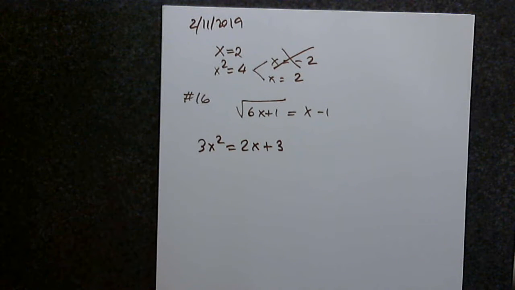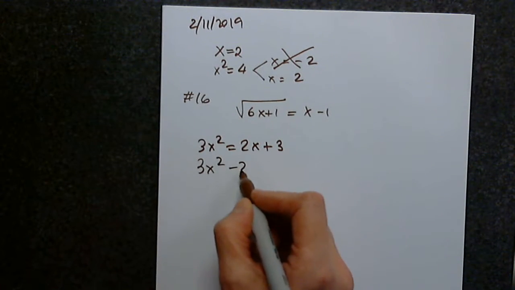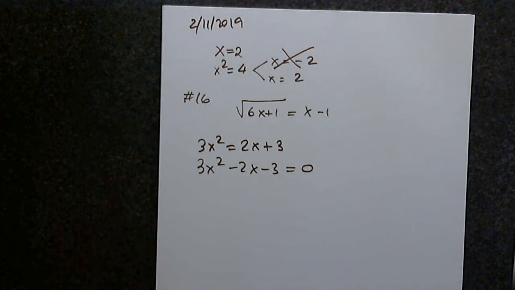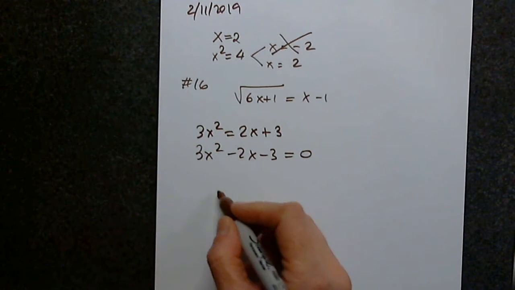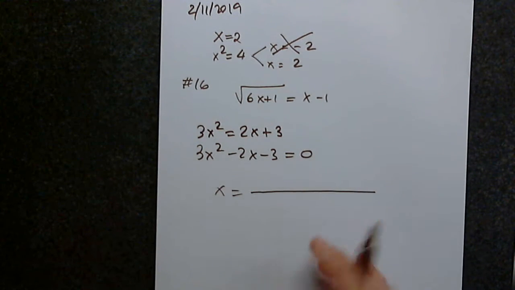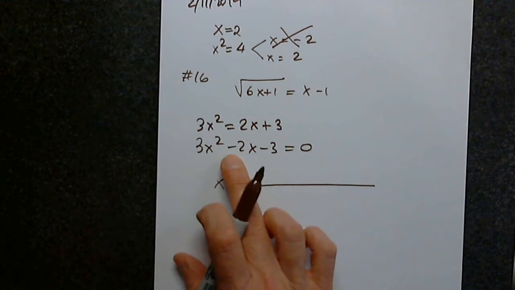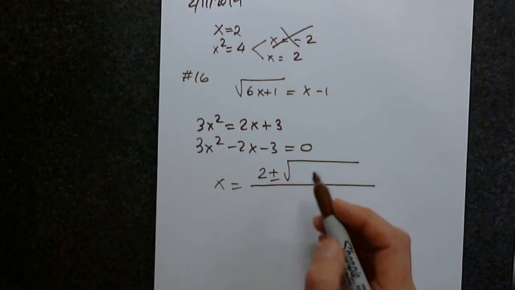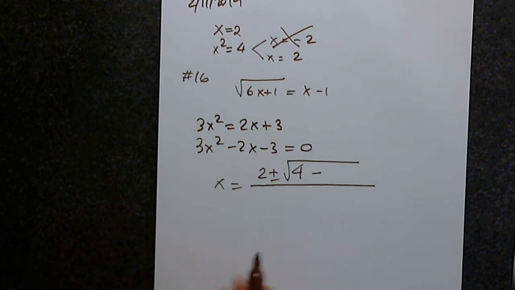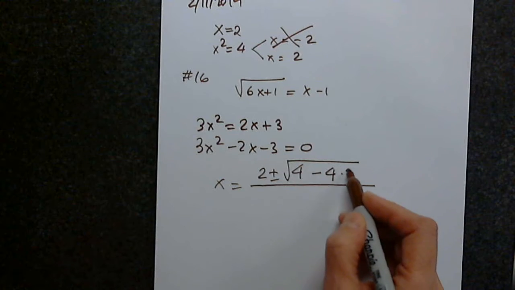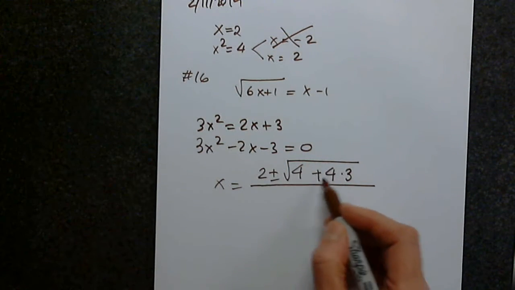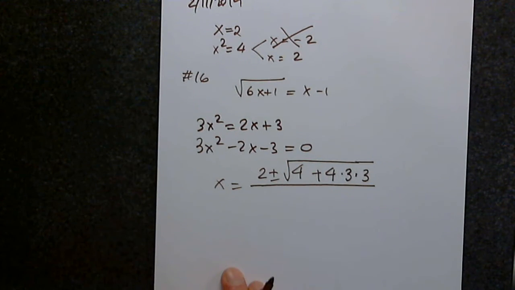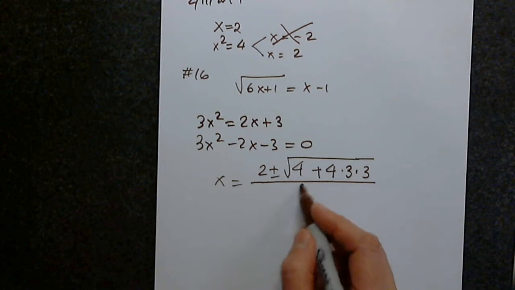You subtract the 2x and the 3. Yes, I have to have 0 on one side. This is the first step for the quadratic formula. Then we have to identify a, b, and c. So we have negative b, which is positive 2, plus or minus the square root of b squared minus 4 times a. But since c is negative, I'm going to change this into positive, so I don't have to put too many parentheses, over 2 times a, which is 6.